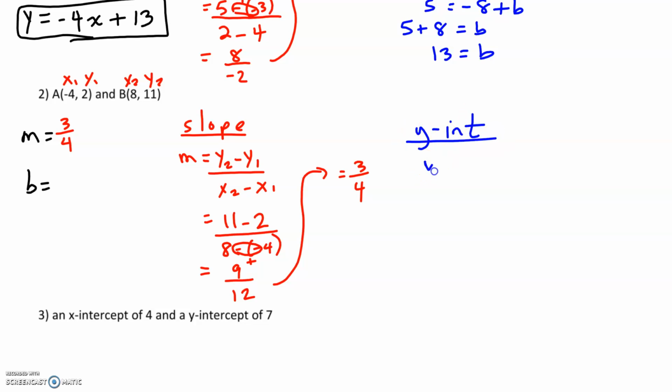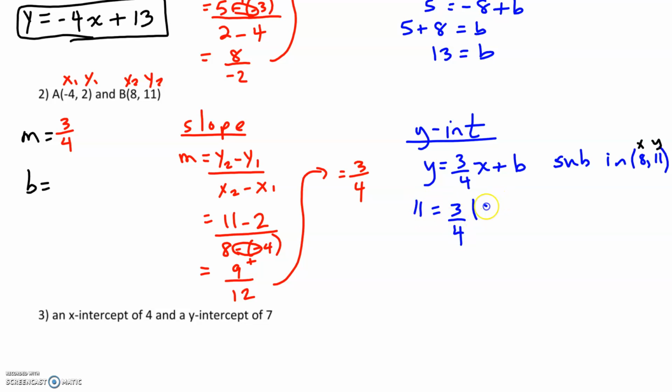I'll write down what I know so far, which is y equals 3/4 x plus b. And I'm going to sub in a point. I'm going to pick the point that has 2 positive values, so (8, 11). Remember, you can pick either point and you'll still get the same answer for b. Okay, I'll label my point and I'll sub 11 in for y. And that's 3/4 times x, which is 8, plus b.